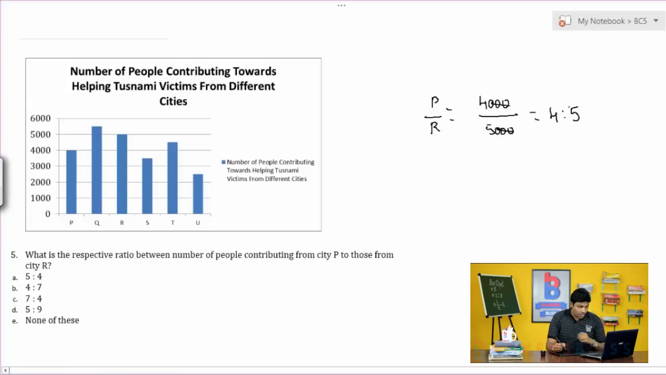So, contributing from city P to those from R, P by R you have to calculate, P 4,000, R 5,000. So the answer is 4:5, but in the options they have mentioned 5:4. So 5:4 is not the right answer. Option E, none of these, is the right answer. Orally you can solve and easily mark it as none of these. Okay, let us go to the next question.